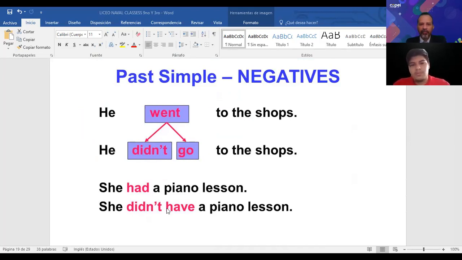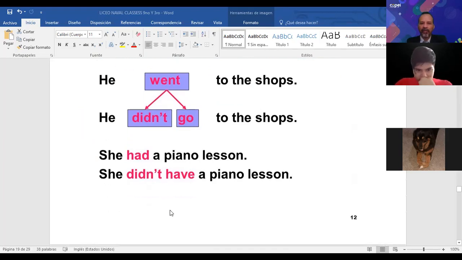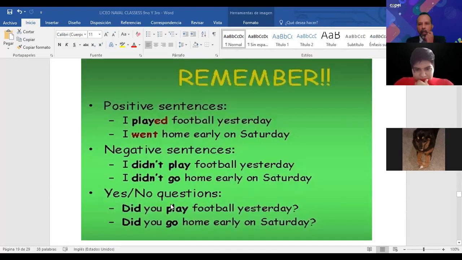She had a piano lesson. She didn't have a piano lesson. Again, the verb is in the simple past in affirmative, and in negative, didn't have. Remember. Jorge Fuentes, please read.